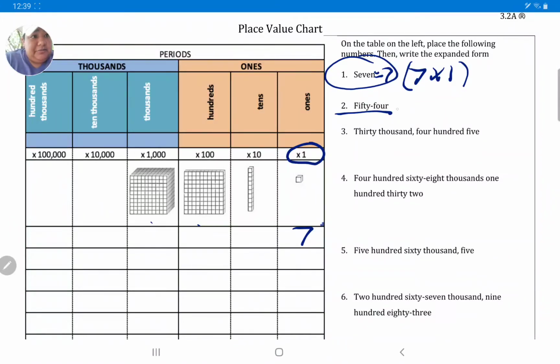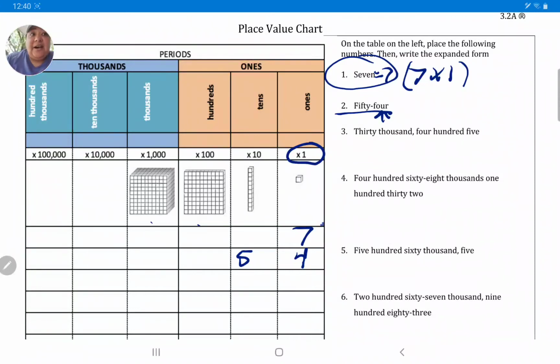Alright, so I always start on the right hand side. I have 54. So where am I going to put my 4? On the ones. Where am I going to put my 50? On my tens. Now, am I going to do it like this? No, right? I'm just going to put the 5, because that already means that I have 5 tens or 50.